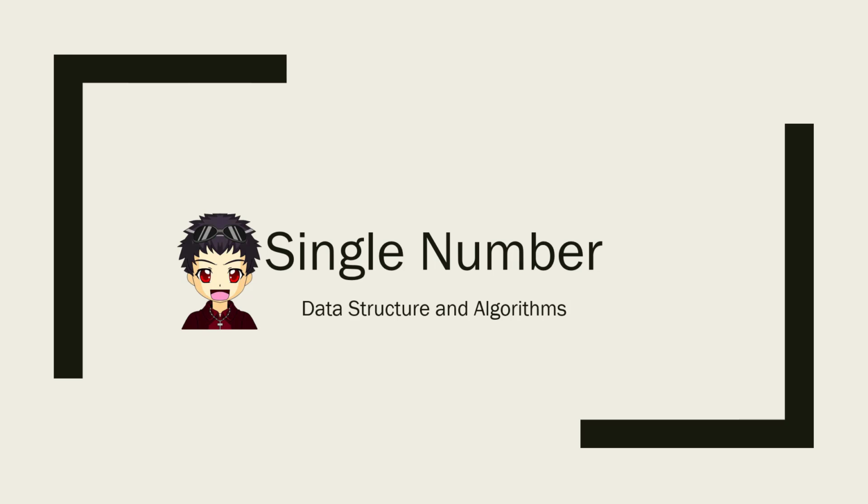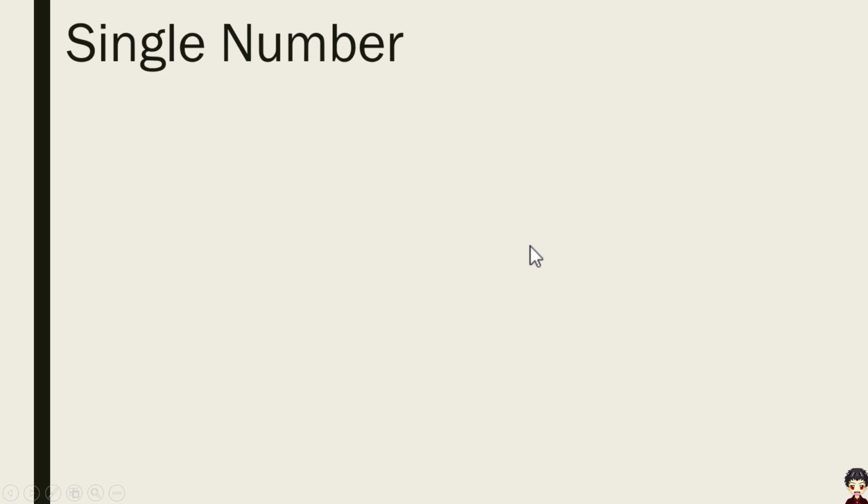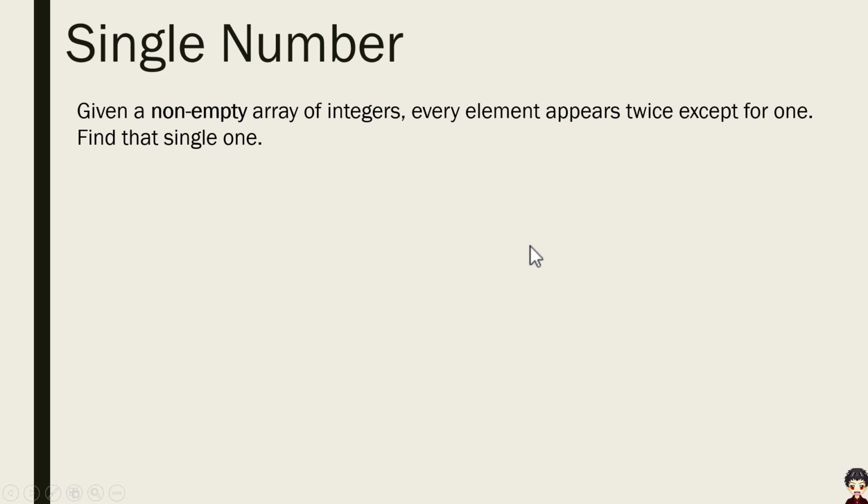Okay, another problem for data structure and algorithms for coding interviews is single number. So, single number. The problem description is, if, for example, we are given a non-empty array of integers, every element appears twice except for one. So we need to find that single one. So, with that, we need to study our problem here.